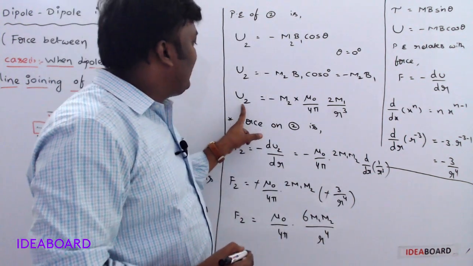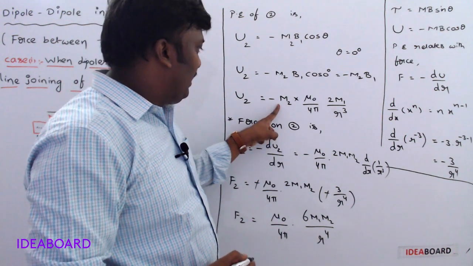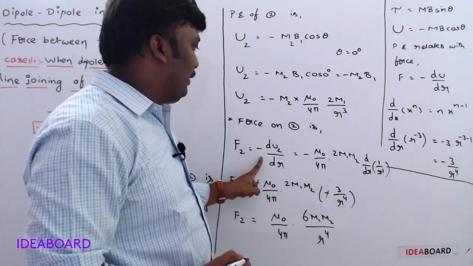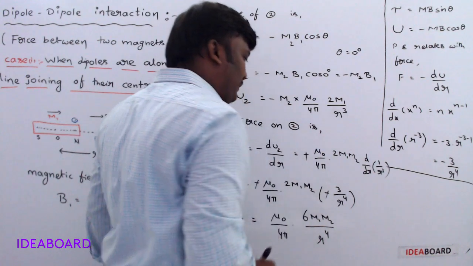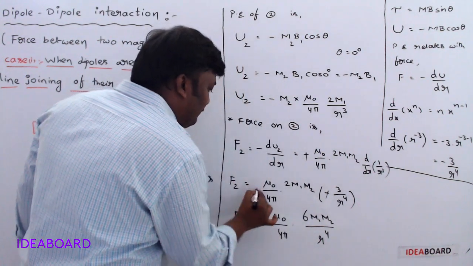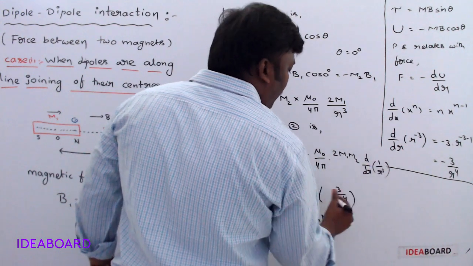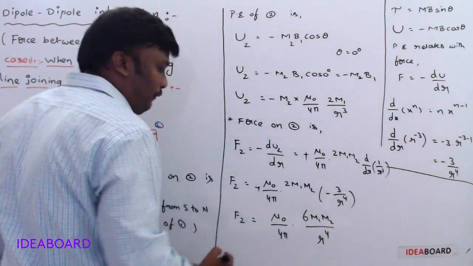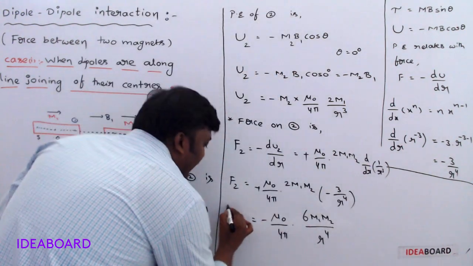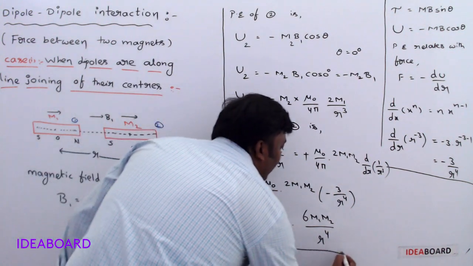In the potential energy we also have a negative term. Here one negative term is coming, which is why it becomes positive. So it is positive, and the value of d by dr of 1 by r cube is minus 3 by r power 4. So the force value here comes out as a negative value.